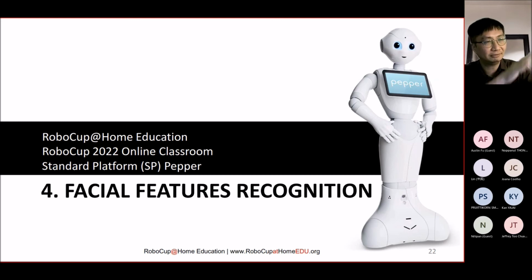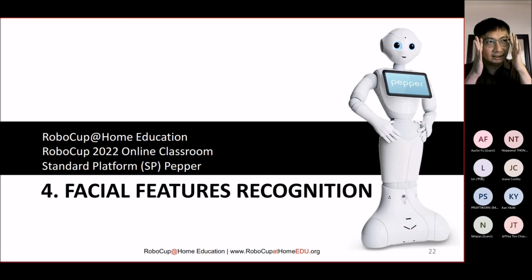For example, based on the face, not just being able to remember the name, to recognize and associate with the name, but the software within NAOqi, which runs on Pepper, can give you some extra information. Okay, and this extra information is something that we are going to discuss in the next part. So this is facial features recognition.